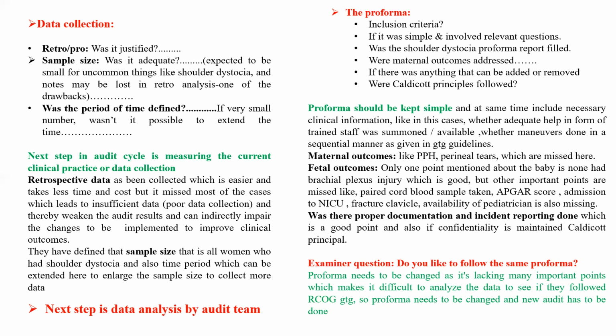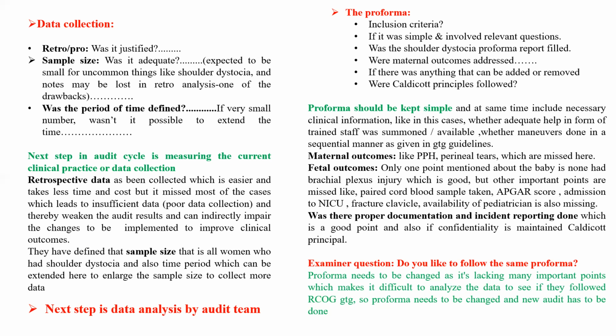How to comment about the sample size? You can say they have defined that the sample size is all women who have shoulder dystocia, and the time period can be extended here to enlarge the sample size and collect more data. So this is the way to comment about the data collection. You will comment about the way of collection, either retrospective or prospective. You will comment about the sample size and how to improve it by extending the duration of the audit.